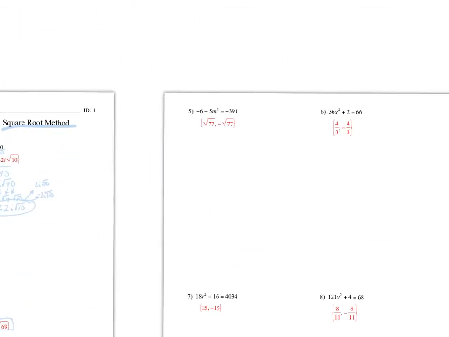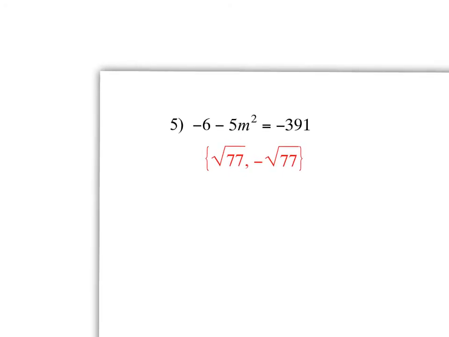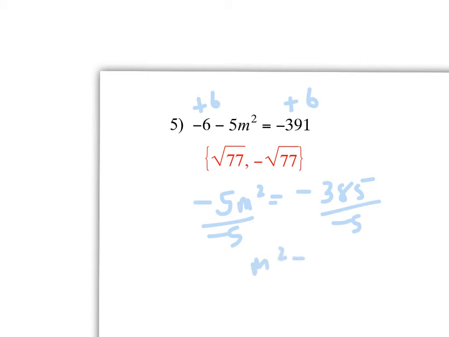Alright, moving on to number 5. This one has an extra step again. You got to move this guy over. You want to isolate the m squared, so you add 6. Negative 5m squared equals negative 391 plus 6, which is negative 385. We're going to divide both sides by negative 5. That must mean the answer is 77. Double negative is a positive.